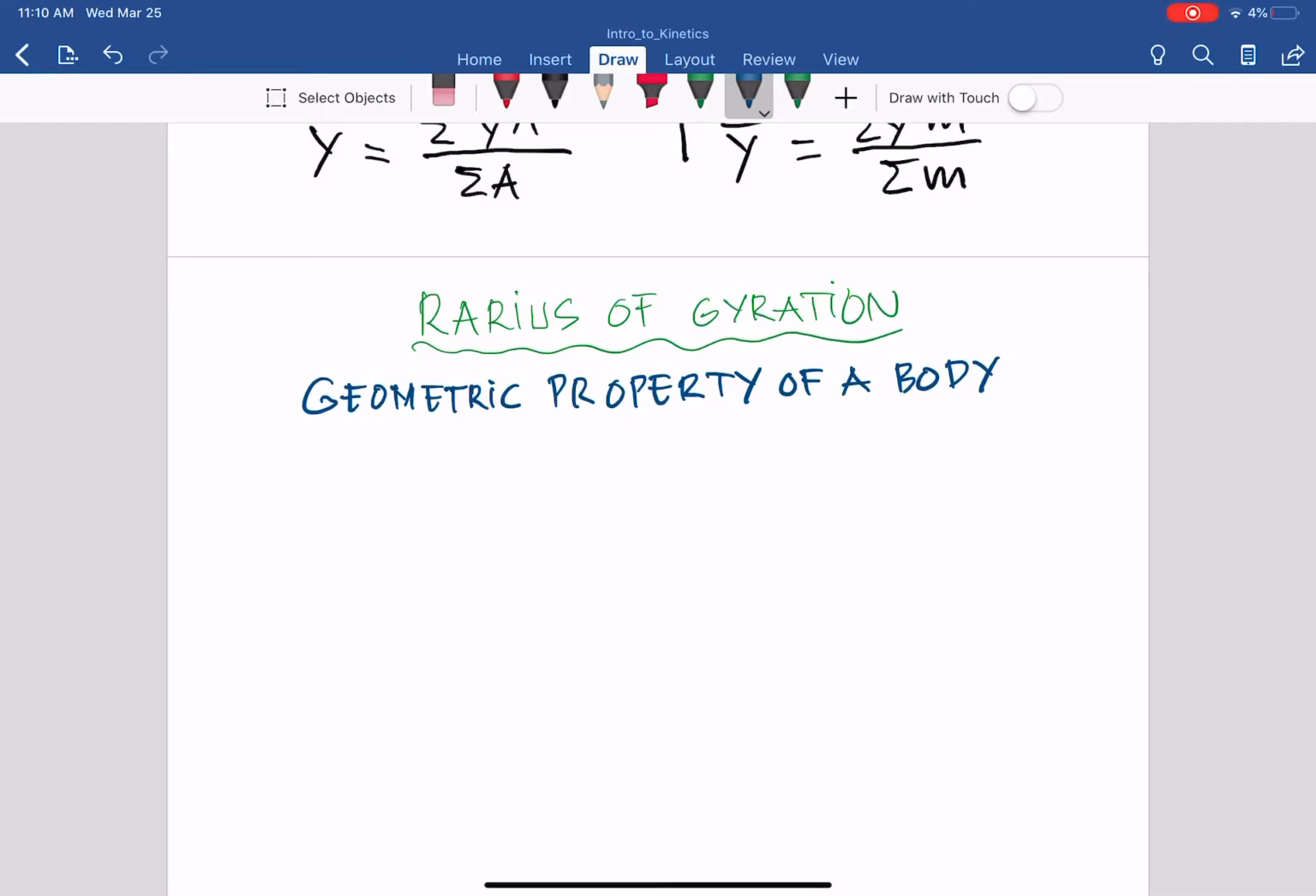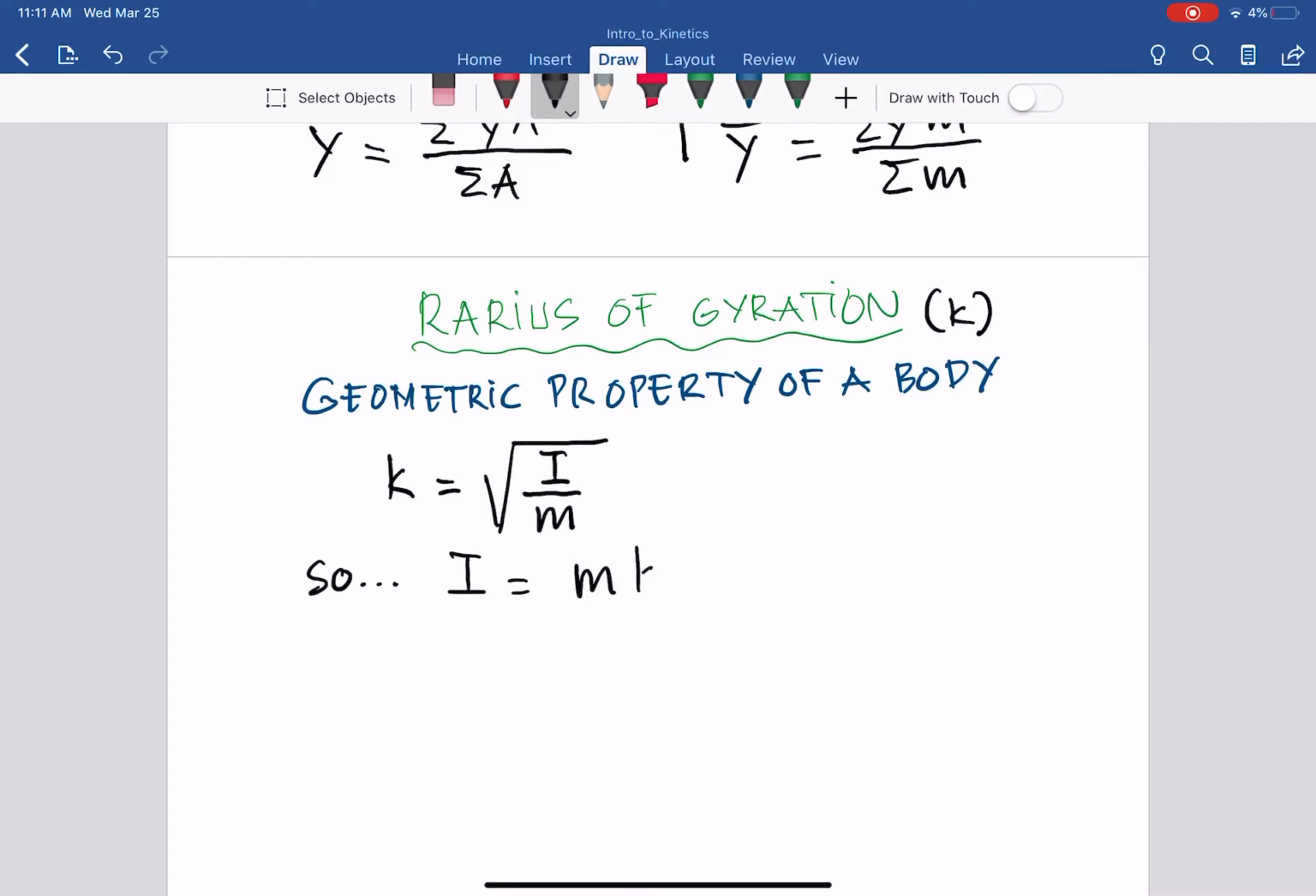So from that equation I showed you, we have defined K, that is the radius of gyration. K lowercase is equal to the square root of the mass moment of inertia divided by the mass. So when you define that as the radius of gyration, then we can have I, just square both sides and move m up. So I have I equal to m k squared.